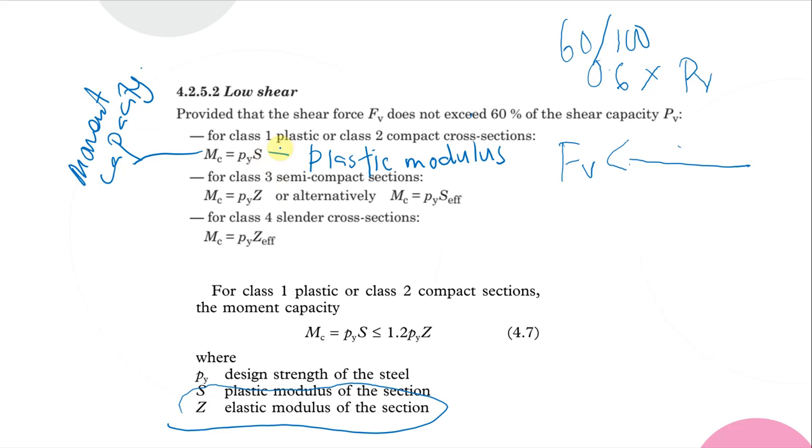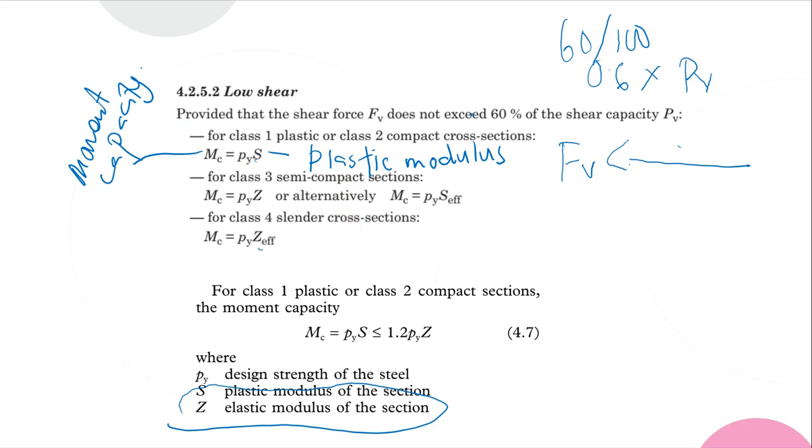But if let's say it is just for class 1 plastic or class 2 compact cross section, that is why you have to do the classification first. It means you have to classify your steel, what type it is. Is it compact, semi-compact, or plastic. Once you have the classes, then you know which formula to use, either this one or this one. If it is plastic, then this is the one. So follow whichever applies.